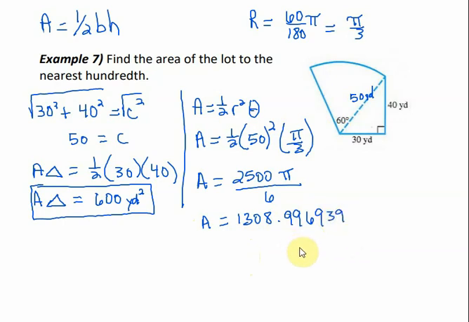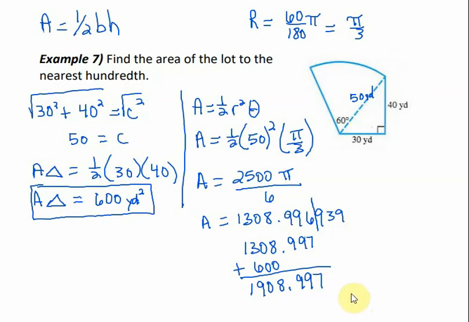And then all I have to do is add these two together, and it says that the area needs to be rounded to the nearest hundredth. So if I round it to that, that would be 1,308.997 plus the 600 from the triangular lot, and so that would be 1,908.997 square yards. And that's the end.